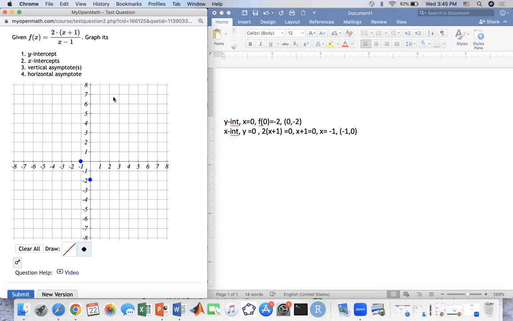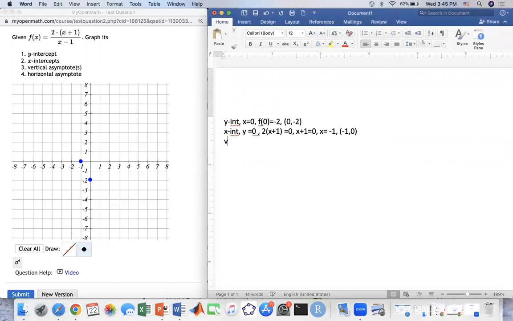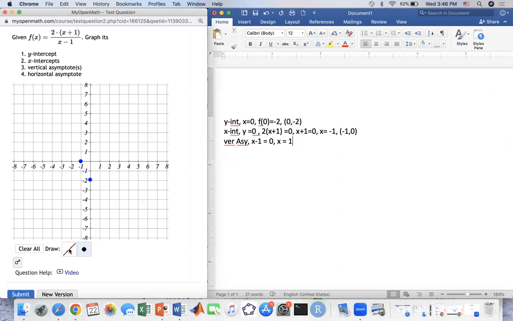And now the vertical asymptotes. Vertical asymptotes work the same way as finding the domain of a rational function. For vertical asymptotes, you let the denominator equal 0. The denominator here is x minus 1, and you set it equal to 0. Therefore, x equals 1. This is a vertical line, so you have x equals 1 right here, and then you draw a vertical line.